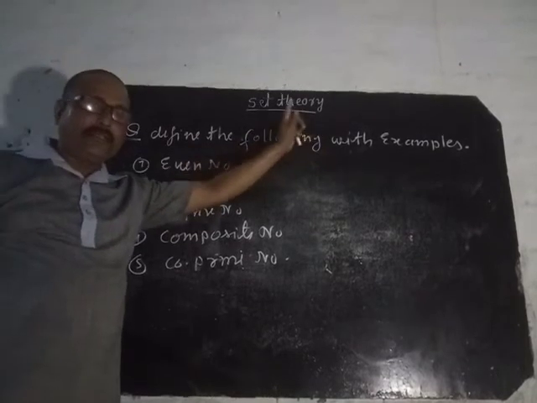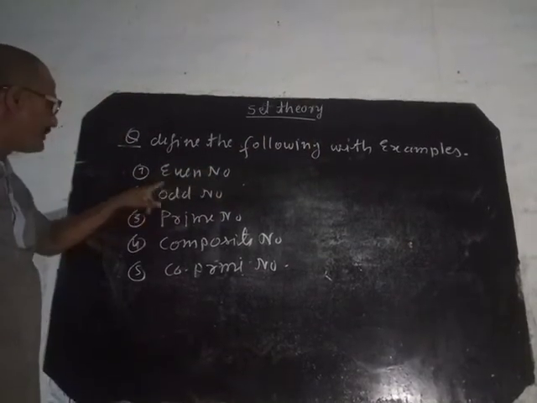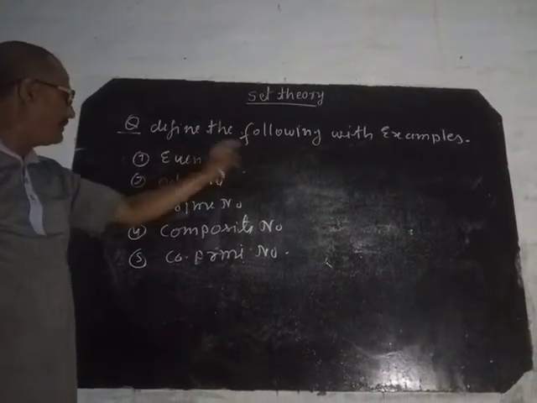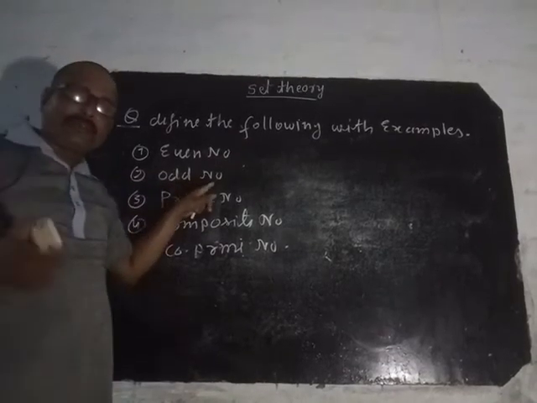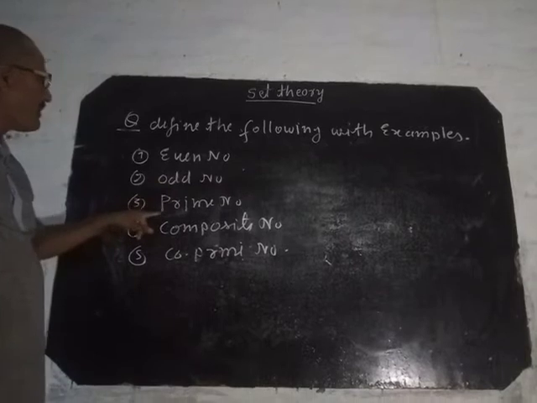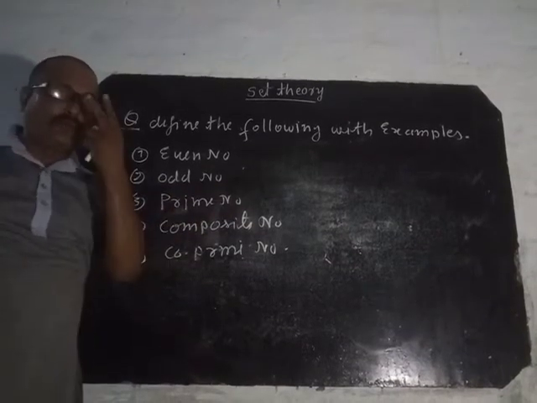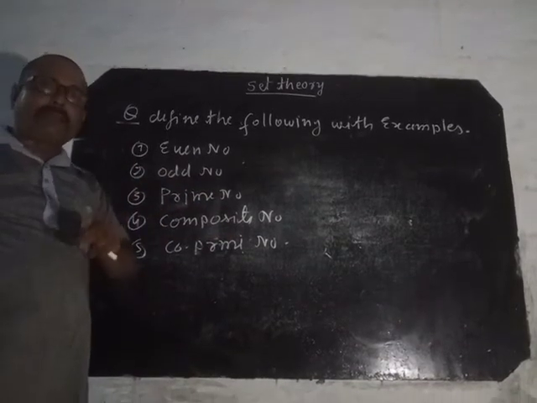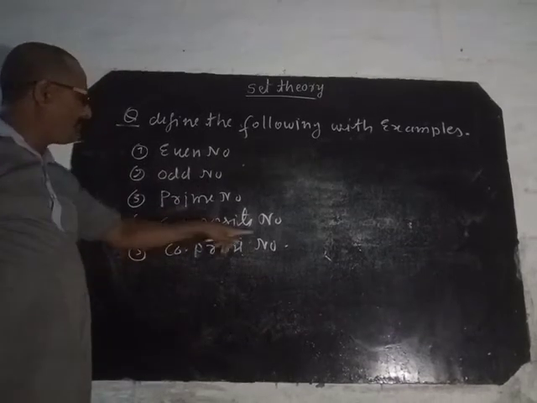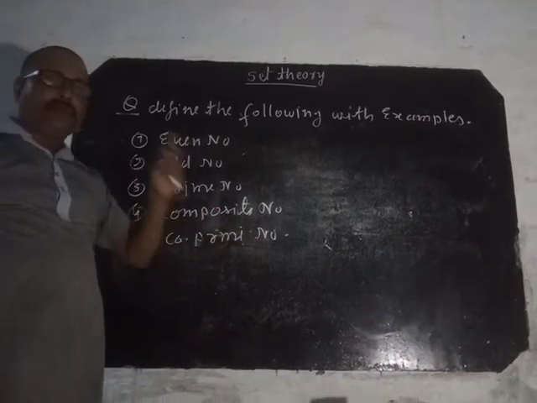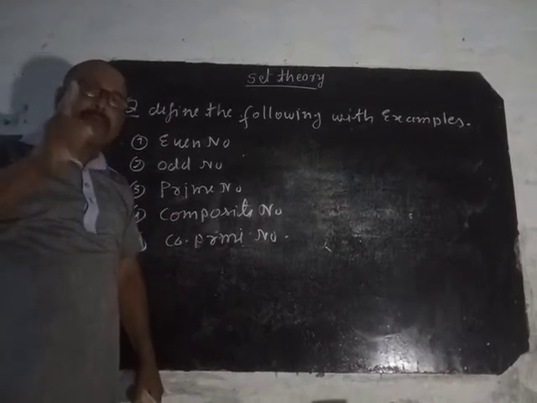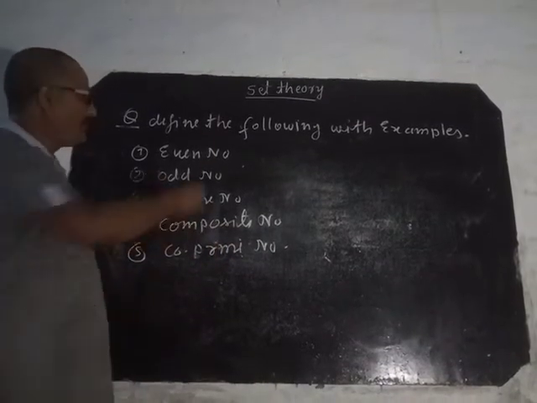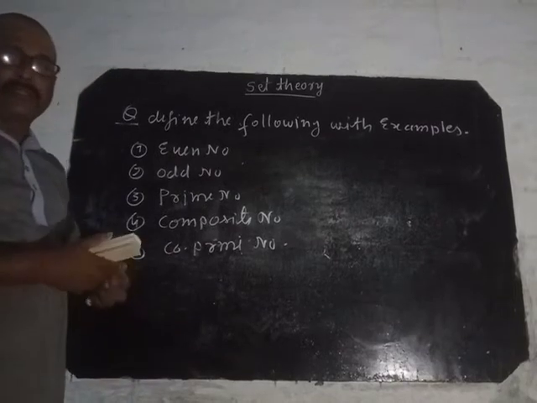Define the following with example. Even number, already you know that: the number which is divisible by 2 is known as an even number. Odd number, the number which is not divisible by 2. Prime number, the number having only two factors. Composite number, the number having more than two factors. Co-prime numbers, two numbers having only one as a common factor. My dear student, try to write the answer of this question.